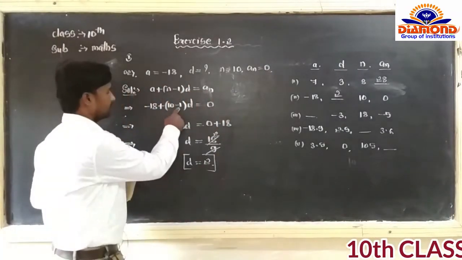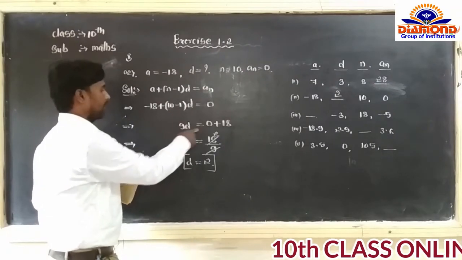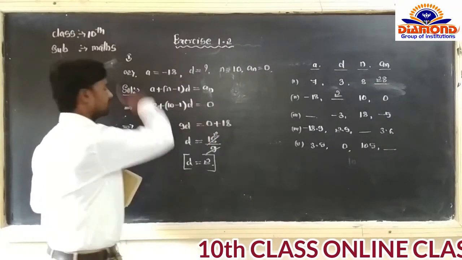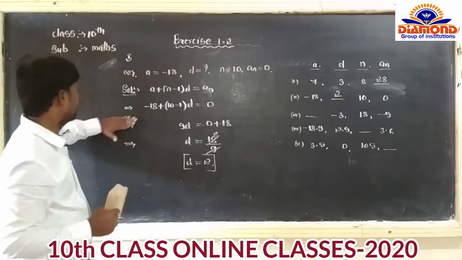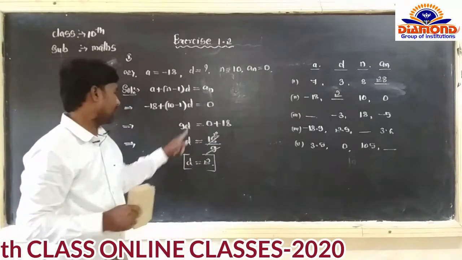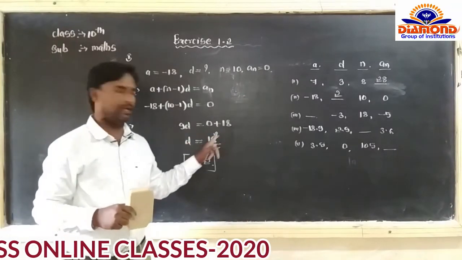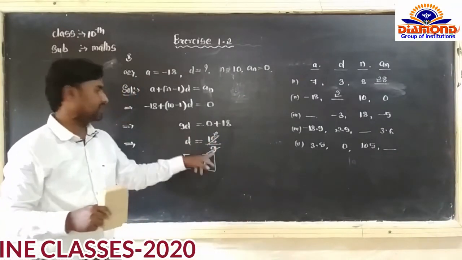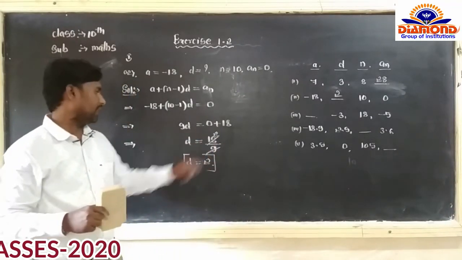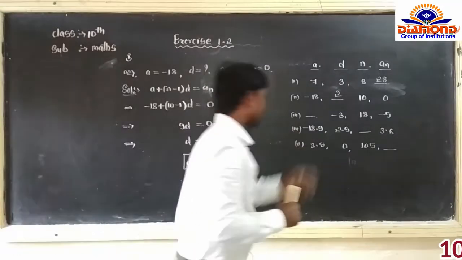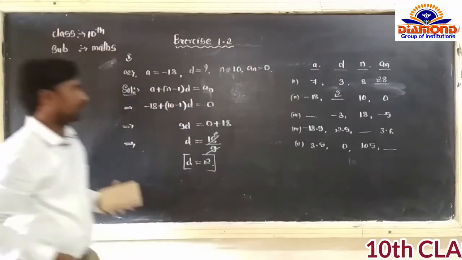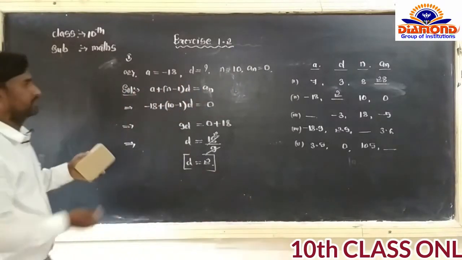So 10 minus 1 is equal to 9. 9 into d is equal to 9d is equal to 0 as it is. Minus 18 is transferred to that side, that becomes what? Plus 18. Now d as it is. 0 plus 18 equal to 18. This multiplication becomes division. 9 into 9, 9 twos are 18. So common difference is equal to, we got here, dear students, 2. Okay, let us go to the third question. I thought you understood, dear students, the second question.